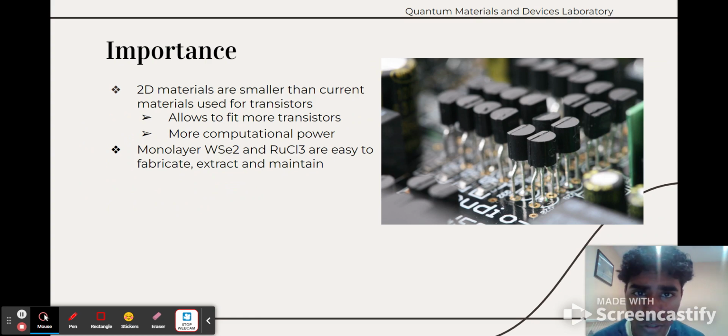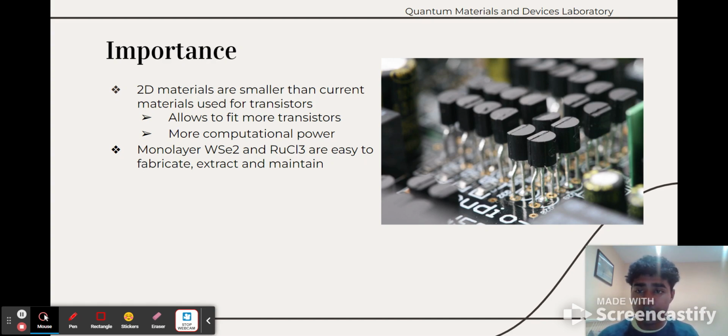The importance of our project is that by using atomically thin 2D materials, we can make much smaller transistors than the conventional 5 nanometer thick silicon. This allows us to fit way more of these in a certain area, which means we can have more computational power in our everyday devices. Also, the materials we plan on using are very easy to maintain, fabricate, and extract.